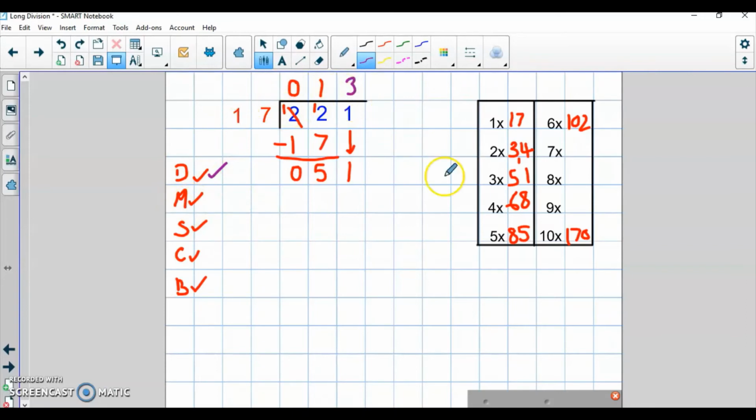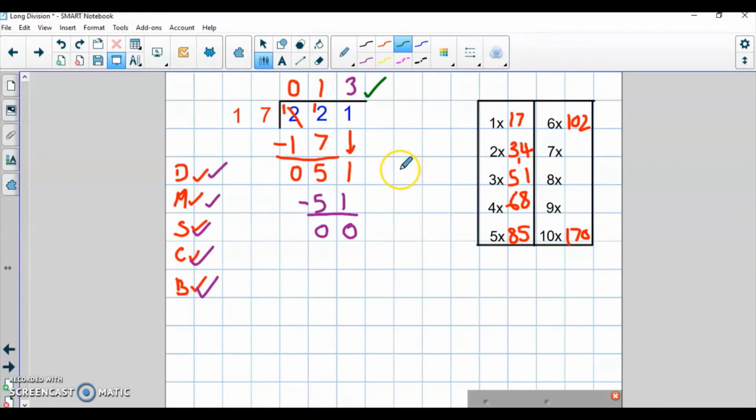Multiply next. So 3 times 17 is 51. Done. Subtract. Let's take it away and see if there's any remainders. 1 take away 1. 5 tens take away 5 tens. Done. Check it. So I had 51. 51 is 3 times 17. Taking it away. Cool. I've got nothing left to bring down. That's the end of my number. Done. The answer is 13.